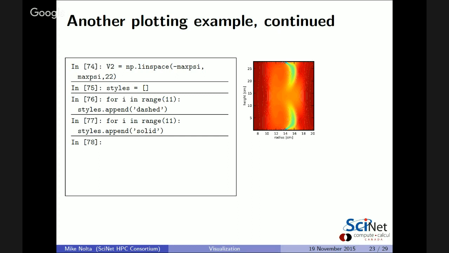So I'm going to have 22 contours. I'm going to have the first half of them solid lines, and the second half of them dotted lines. Okay. So here's my array of all the contour values I want. Then I'm going to make a style array. Again, first half solid, second half dashed.